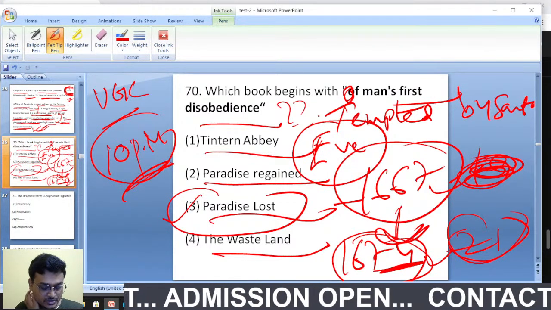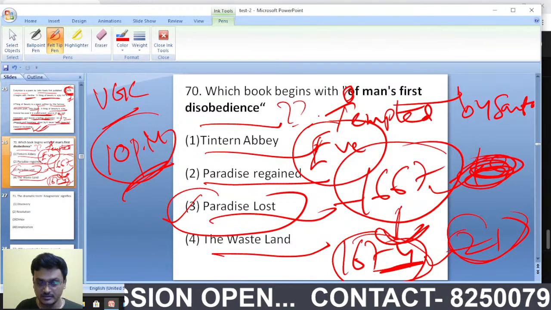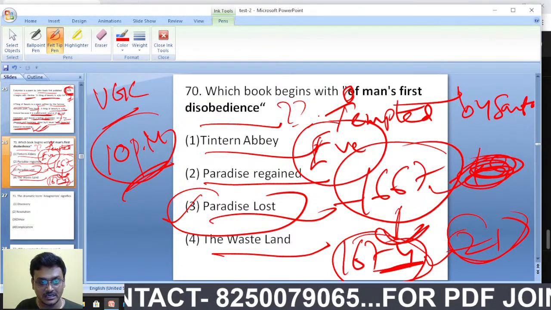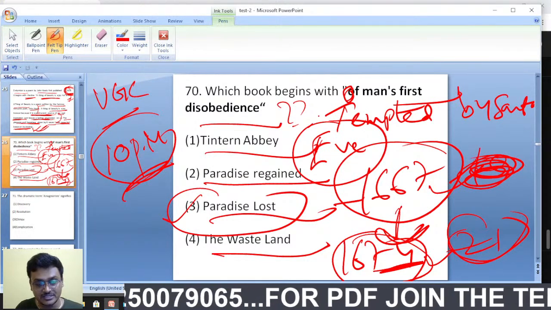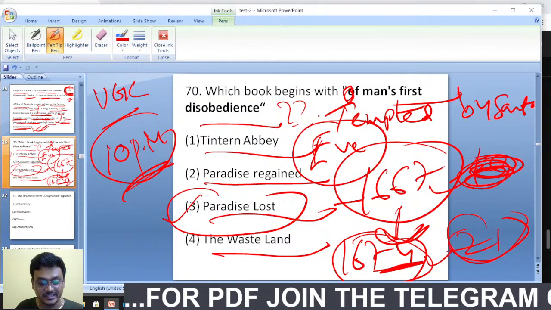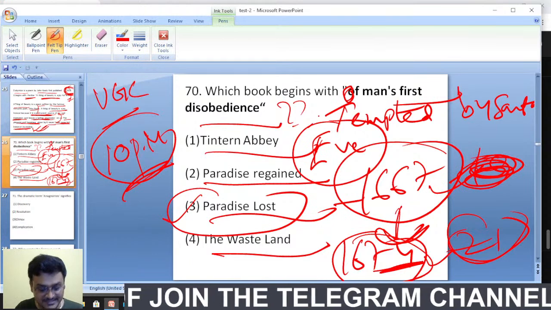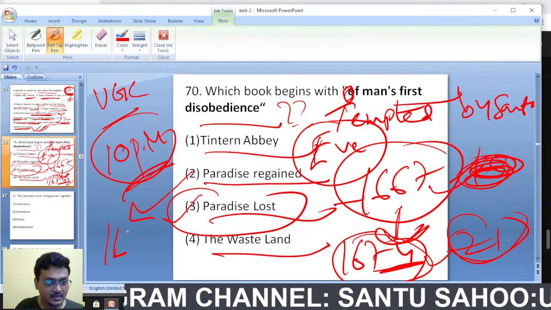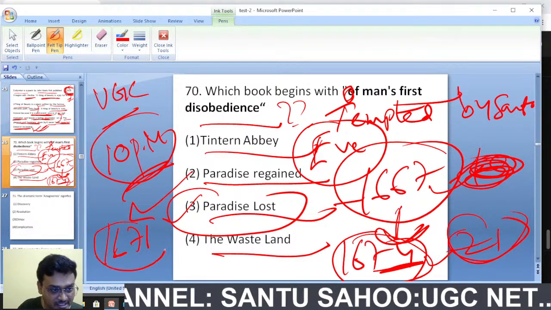No, Paradise Regained is not in 1674. Paradise Lost's second edition came in 1674. Check Paradise Regained once; I think it was 1671. Will you check it? When was Paradise Regained? I think it came out in 1671.